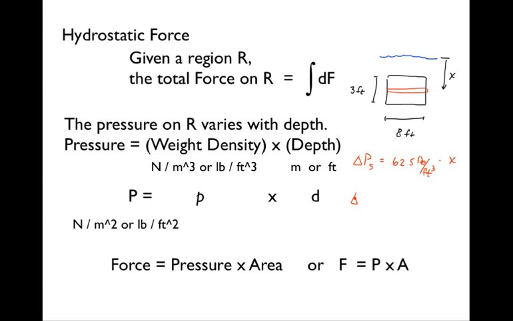And then the little bit of force on the strip is going to be our pressure times the area. The area of the strip is what? 8 delta x. It's just a rectangle, right? 8 times delta x. And then to get the total force, we're going to sum up all of these. It'll be 62.5 x, the pressure, times 8 delta x, which is the area of our strip.